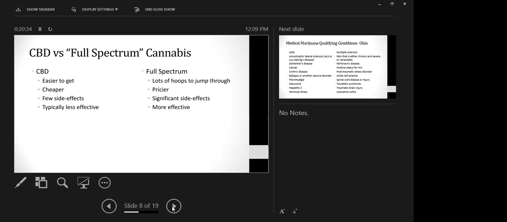Okay, so CBD versus full spectrum cannabis. Basically, this means what I can get out of the store versus what I need a prescription for. CBD is easier to get, it's cheaper, it has fewer side effects, but it's also typically less effective than the full strength stuff, which you have to jump through a lot of hoops to get. It is pricier. Sometimes there are significant side effects, but they are more effective.